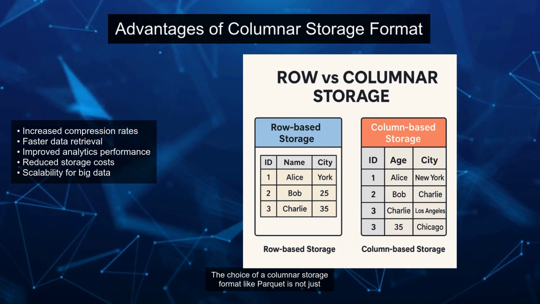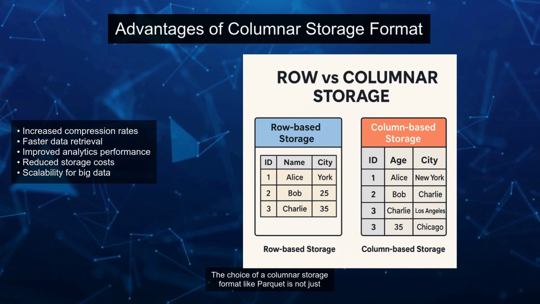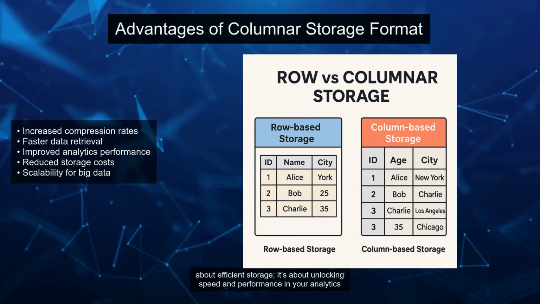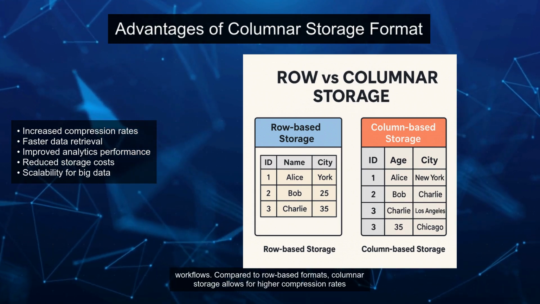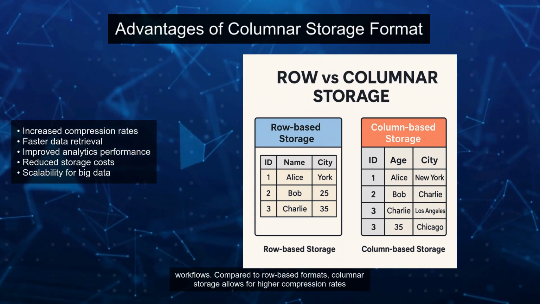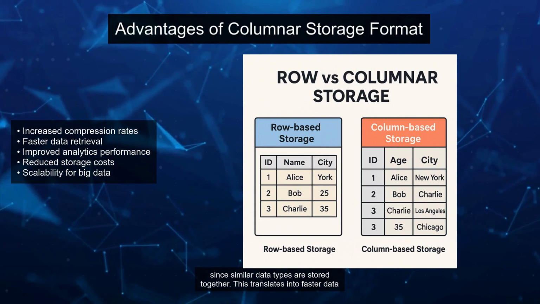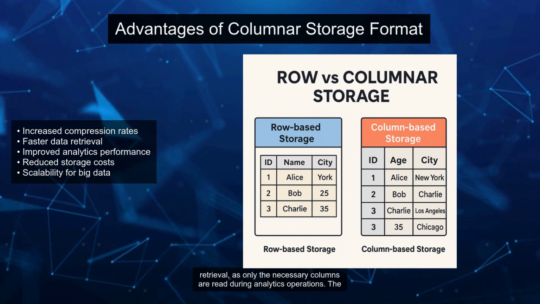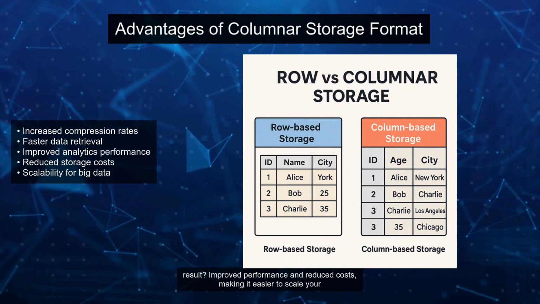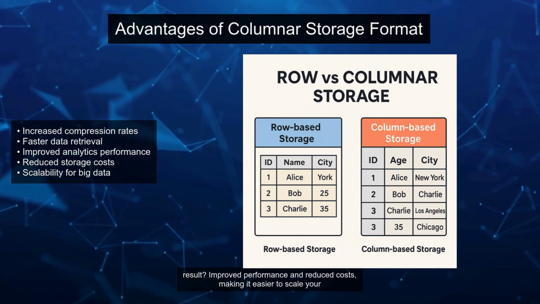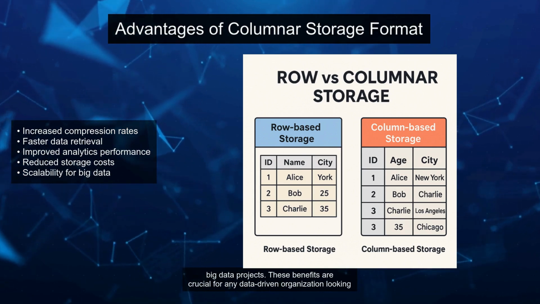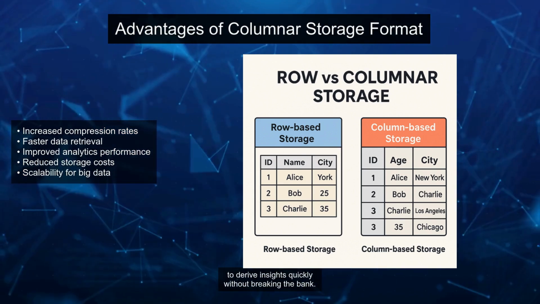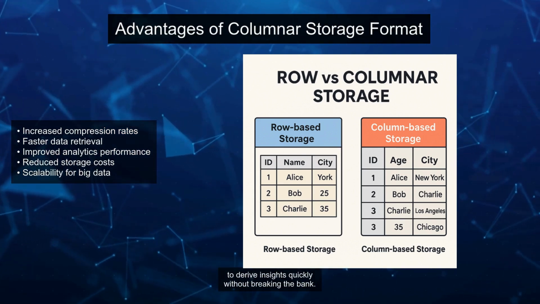The choice of a columnar storage format like Parquet is not just about efficient storage, it's about unlocking speed and performance in your analytics workflows. Compared to row-based formats, columnar storage allows for higher compression rates since similar data types are stored together. This translates into faster data retrieval, as only the necessary columns are read during analytics operations. The result? Improved performance and reduced costs, making it easier to scale your big data projects. These benefits are crucial for any data-driven organization looking to derive insights quickly without breaking the bank.